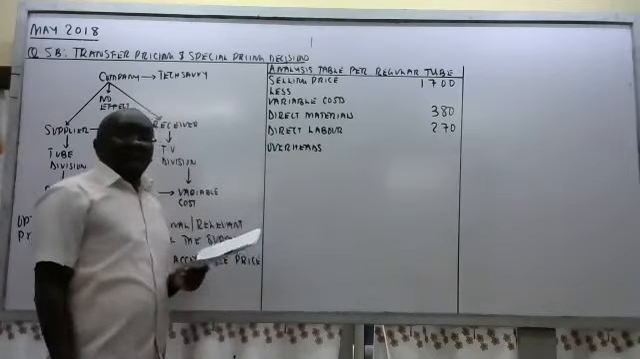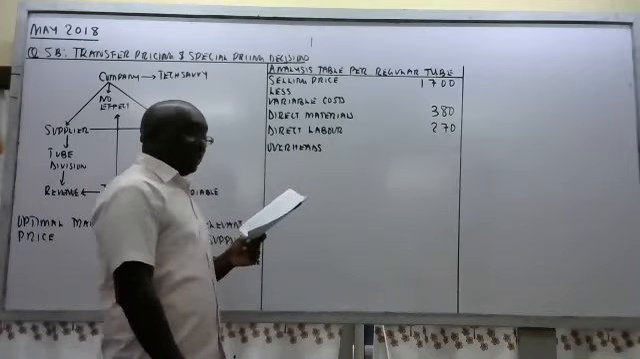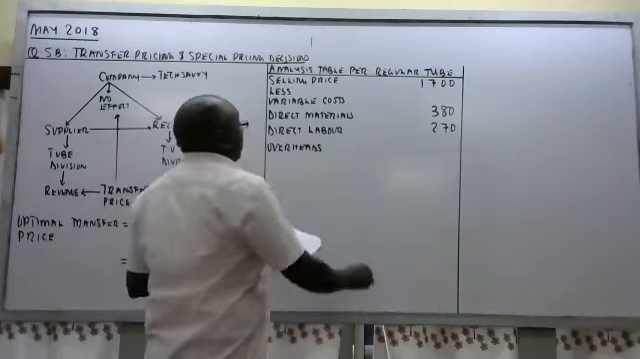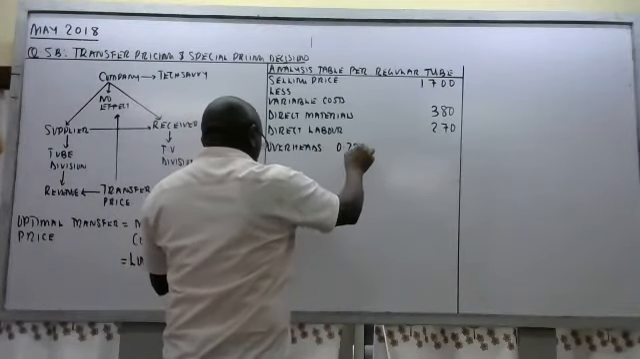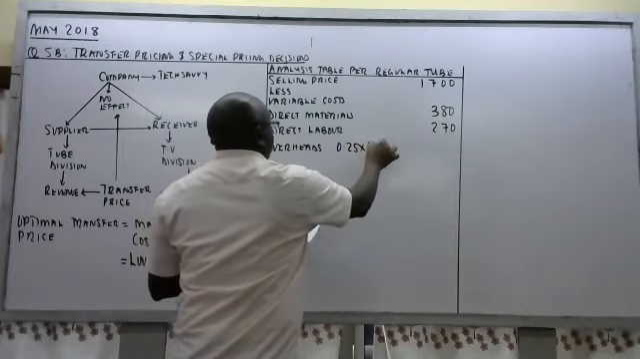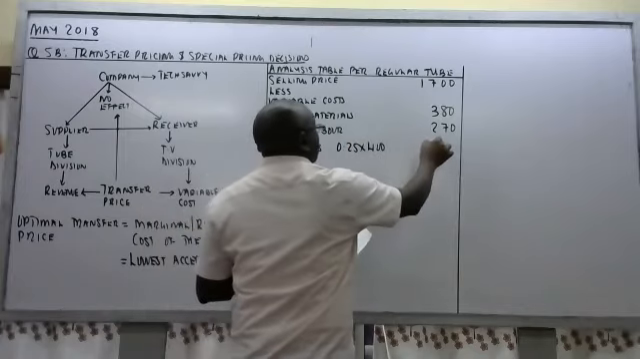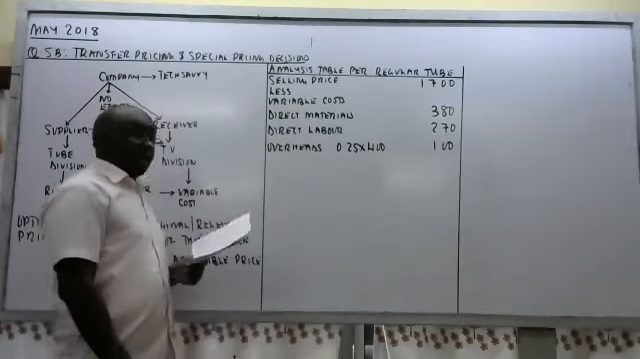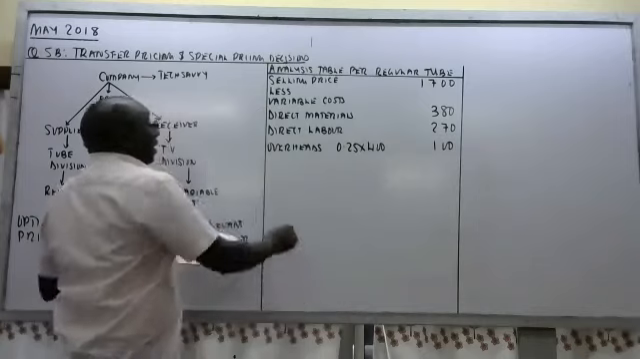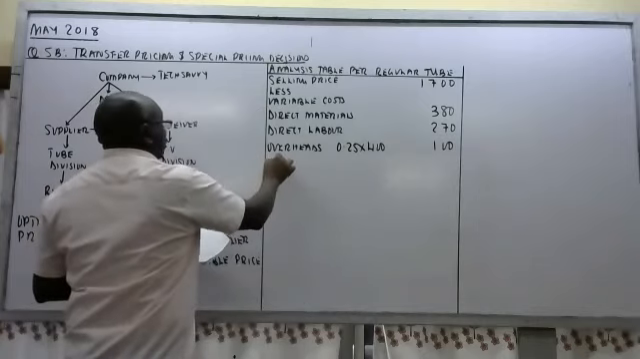Overheads. Now overheads, we are told 75% are fixed. So that tells you 25% is variable. 25% of 400, that must be 100.